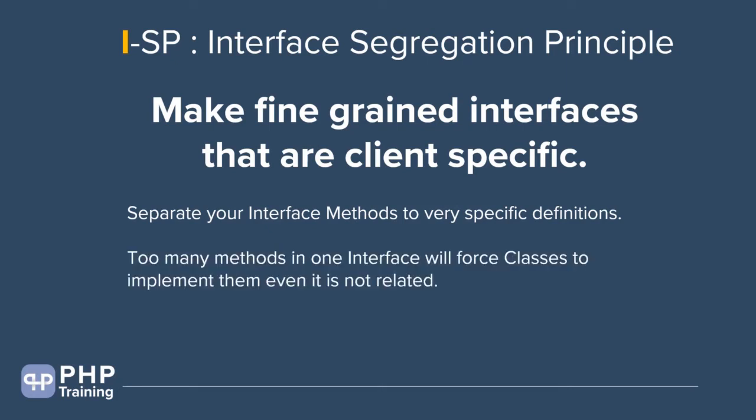Too many methods in one interface will force classes to implement them even if they are not related. Then it's not a very good practice. You have to define your interface in such a manner that when a class implements it, it finds that all these methods actually make sense and it has to implement them. It should not find a situation where the interface has too many other methods and is forcing my class to implement them.